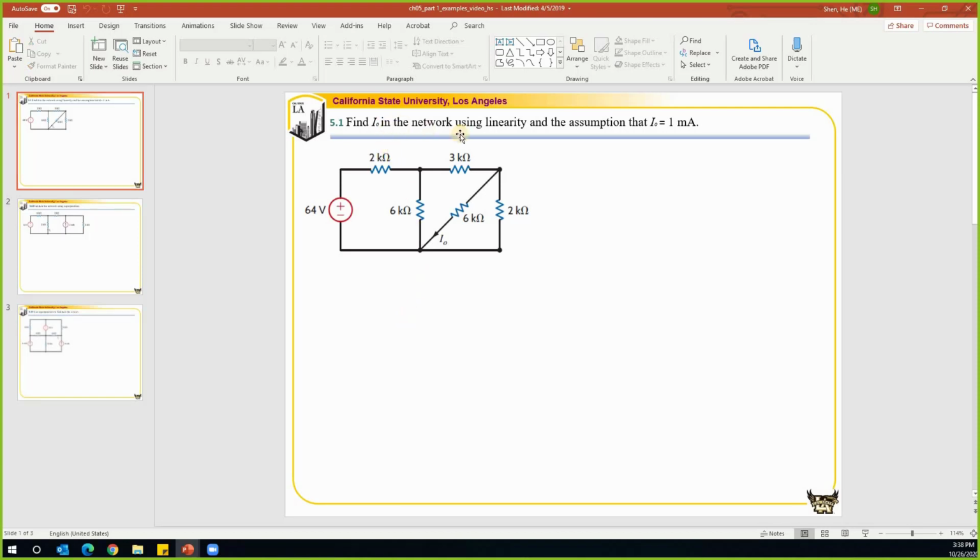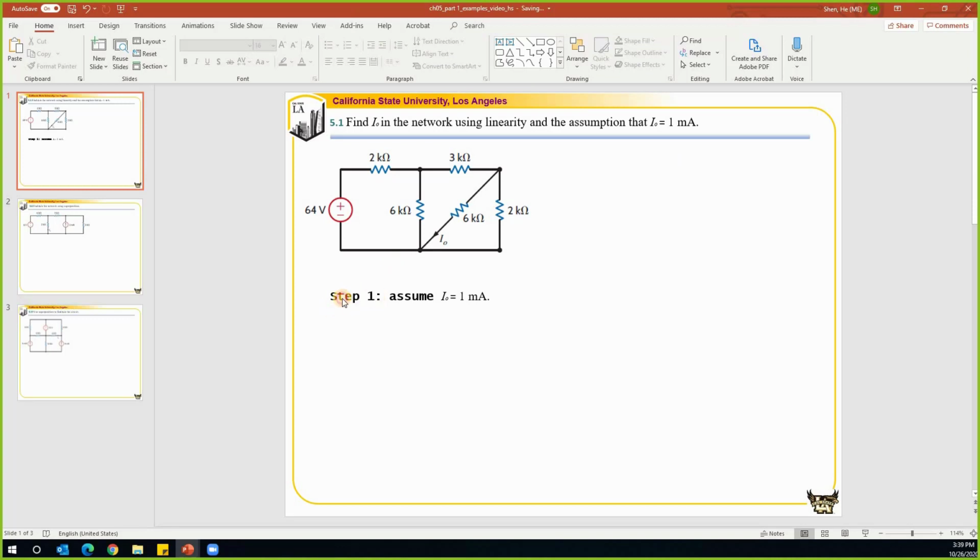So the first example, we're going to find I/O in the network using linearity, and the assumption I/O is equal to 1 milliamp. So I/O is the current over here. Now we're going to use linearity to find I/O. So the first step, we're going to assume I/O, which is given.